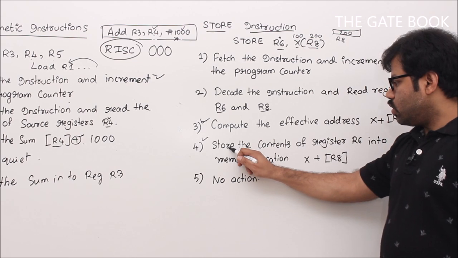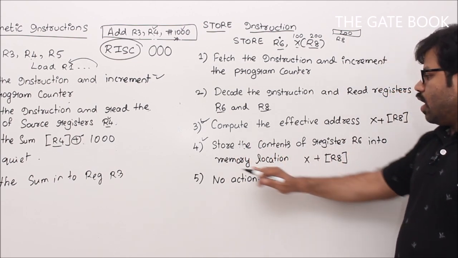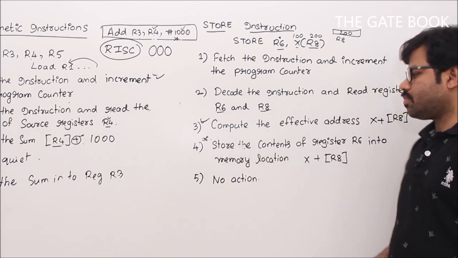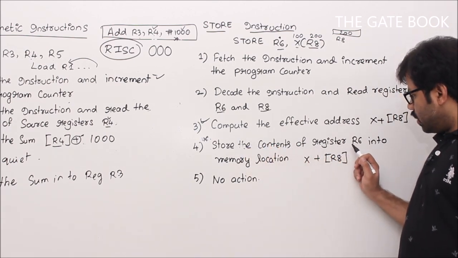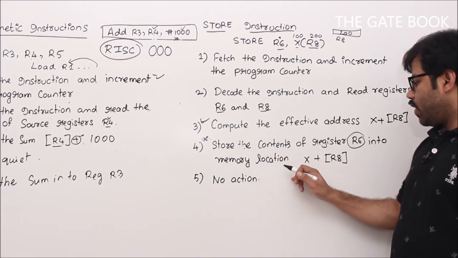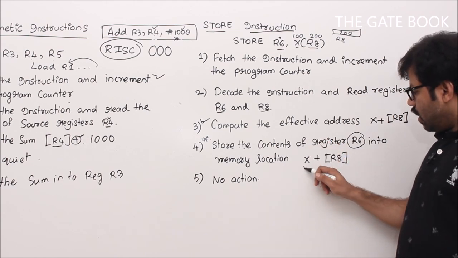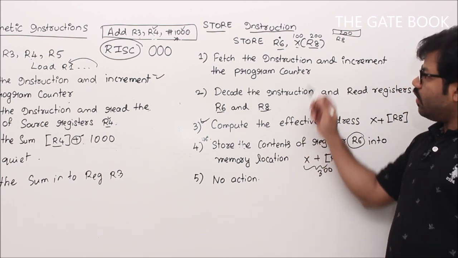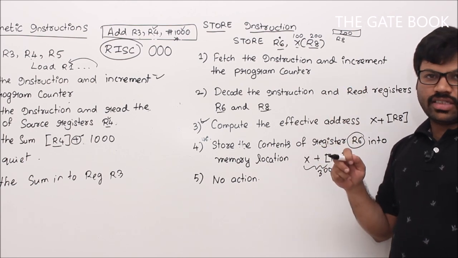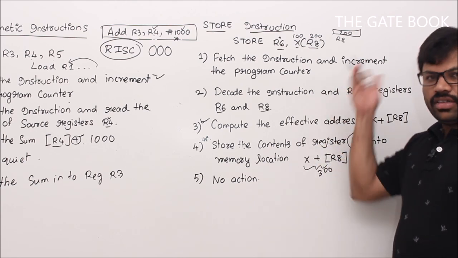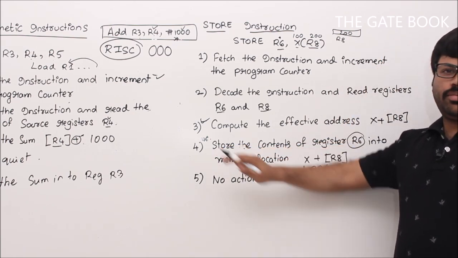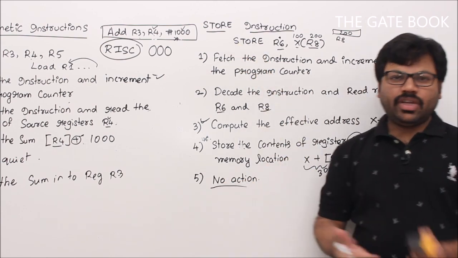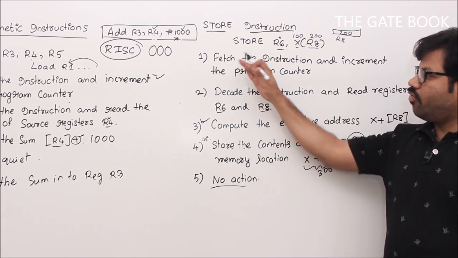Fourth step, store the contents of register R6 into memory location x plus R8. Already we have this address, let's say 300. Now we are storing the contents of register R6. Already we have R6 in the instruction. Take that R6 data and directly store it into memory. That we can do in the fourth step. Fifth step, nothing to do, keep quiet. In that way, the store instruction can be understood in 5 stages, correct?